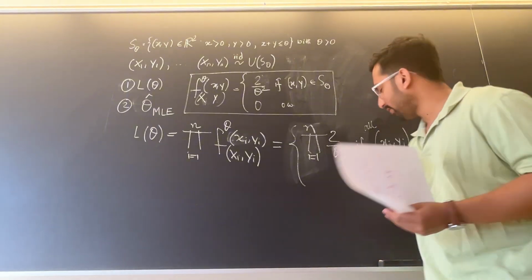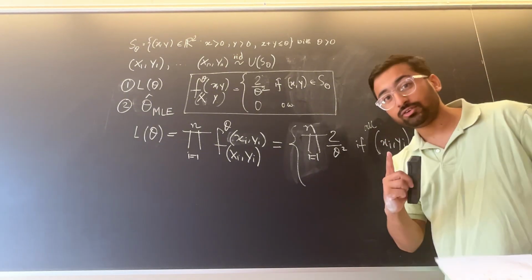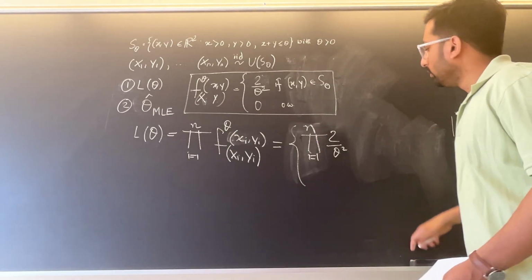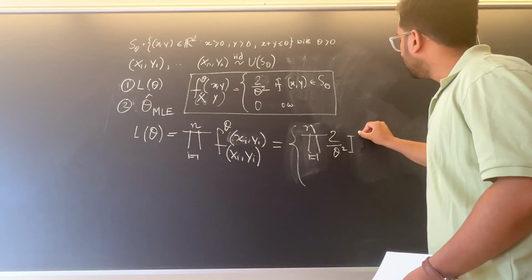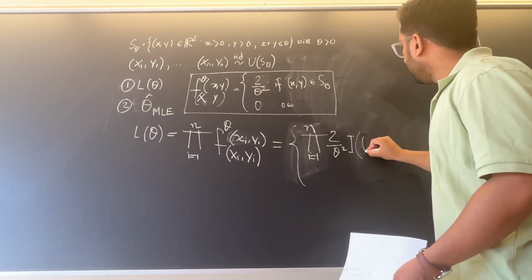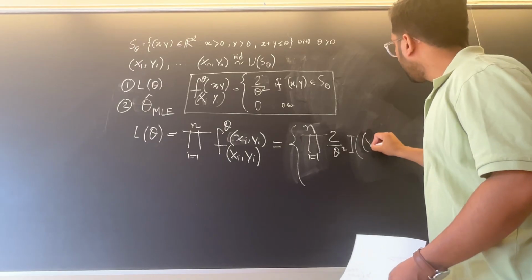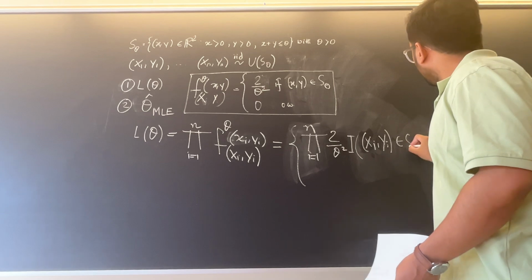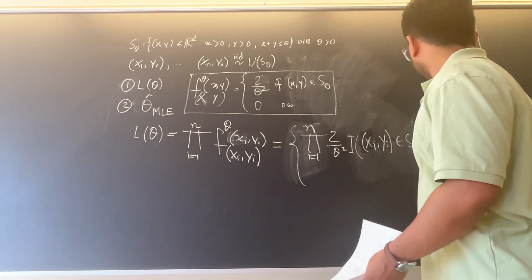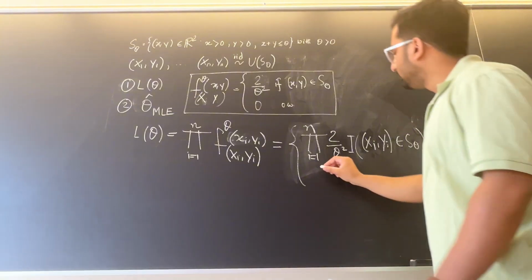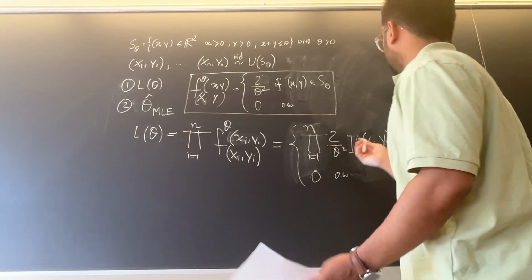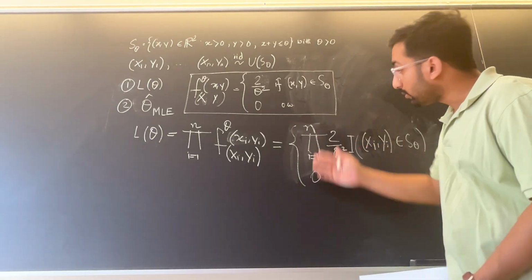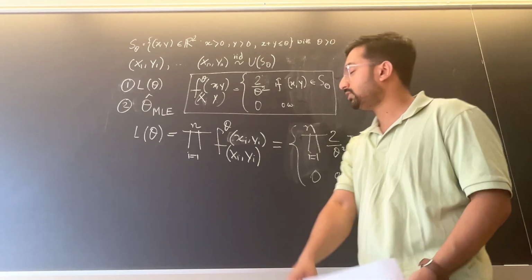So what should we do? Should we use something called the beautiful idea of indicator functions? So we write the indicator that all (xi, yi) belong to S theta, and it's 0 otherwise. If there exists one which lies outside S theta, then the entire product goes to 0. Okay, this is very important, guys.